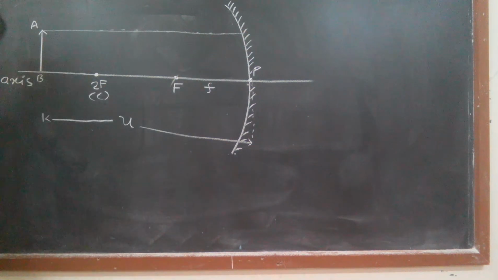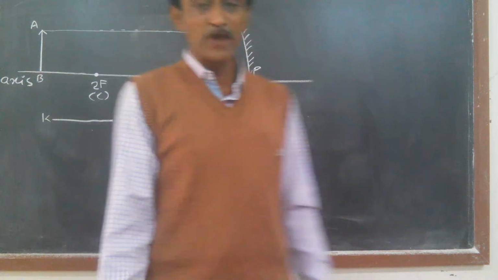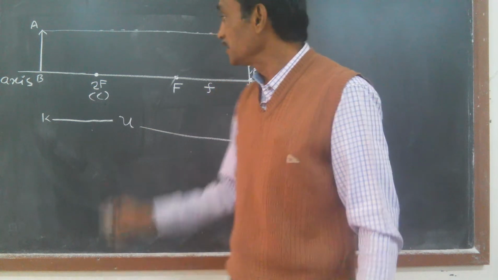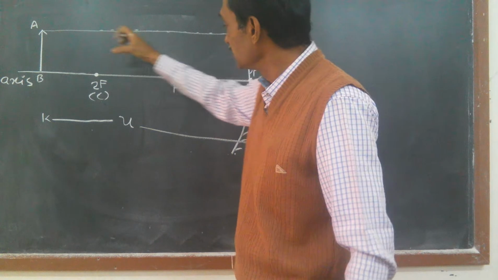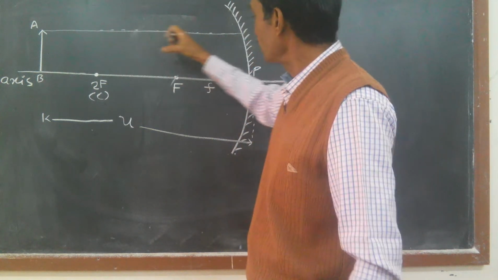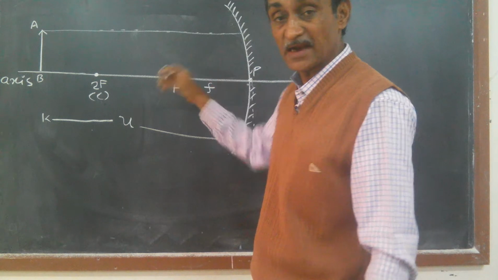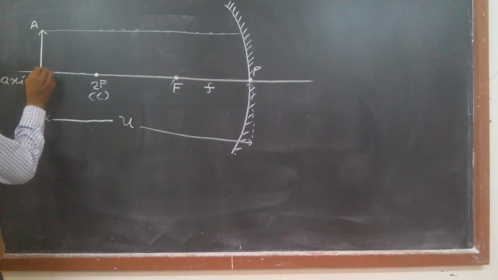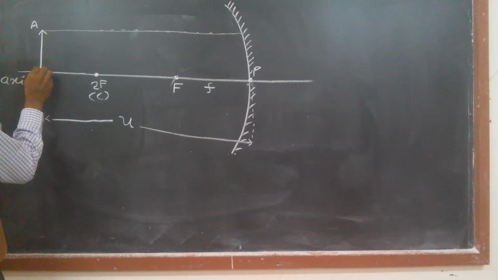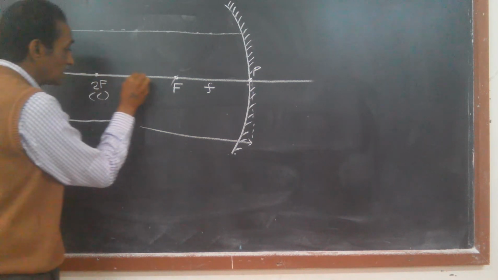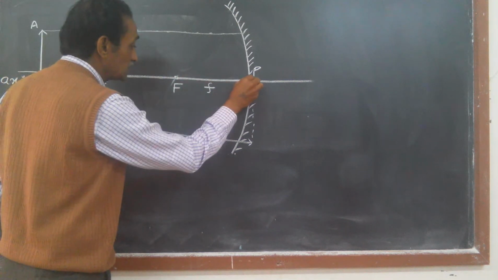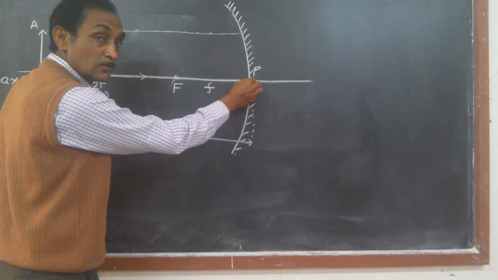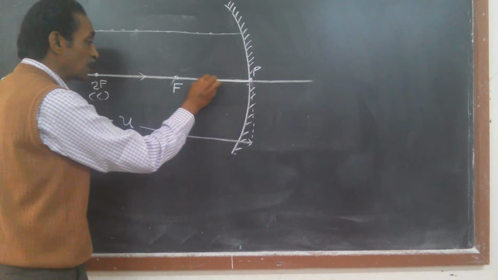We consider only two rays emerging from the object. Actually, there are infinite number of light rays which emerge from the object, incident on the mirror and get reflected. But we consider two rays, one from the bottom B and another from top A. The ray which is traveling along the axis is incident at an angle 0 with respect to normal, and it will bounce back in the same direction.